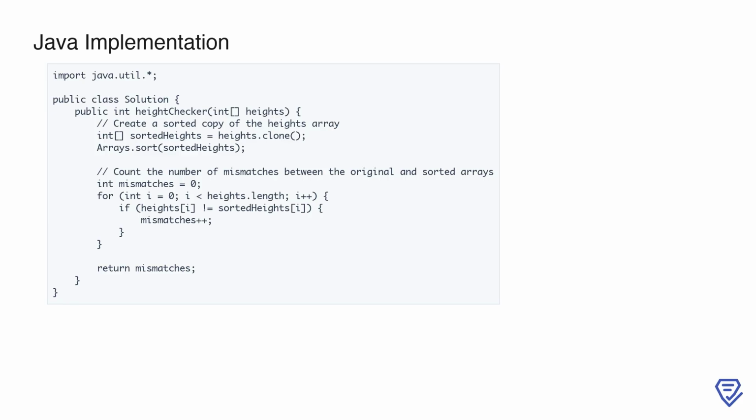The logic mirrors the given Python implementation, where the input array is sorted and compared with the original array to count mismatches. Key differences include type declarations for arrays and variables, as well as the use of Java's Arrays.sort method to sort the array. The solution is encapsulated in a class and follows standard Java conventions.